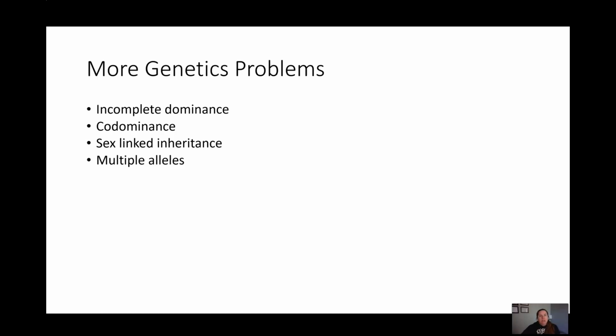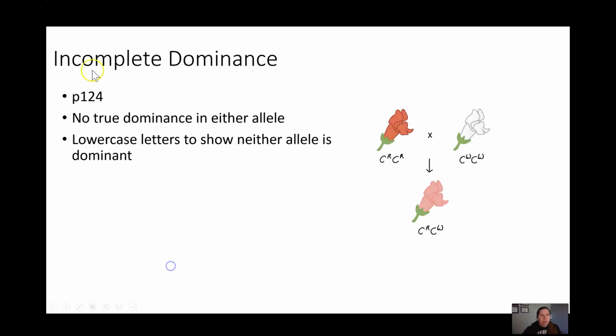And then we're also going to talk briefly about the idea that you can actually have multiple alleles. There are more than two possible alleles that can be found on any given gene. All right, so let's talk about incomplete dominance first. Incomplete dominance can be found on page 124 of your lab manual.